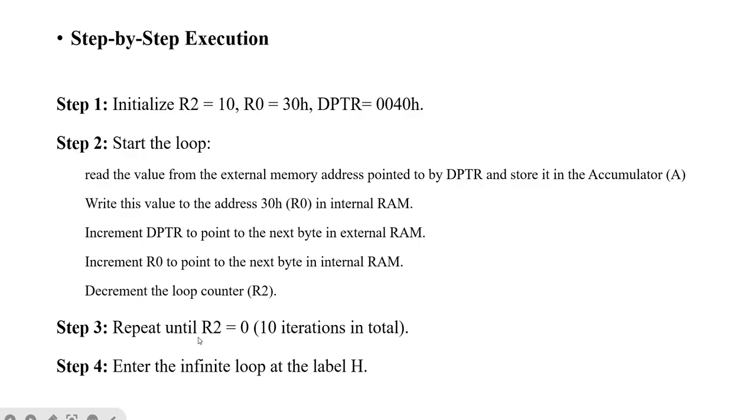Then step 3 is repeat until R2 is equal to 0, that is, it has to complete 10 iterations in total until R2 becomes 0, where we have initialized R2 as 10. Step 4 is enter the infinite loop at the label h.